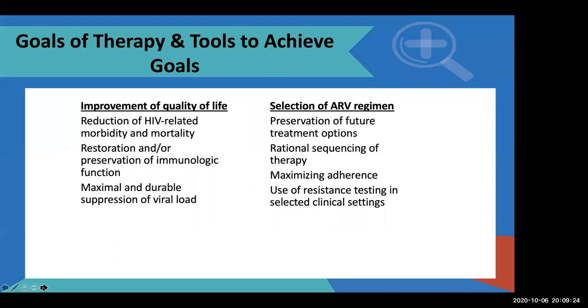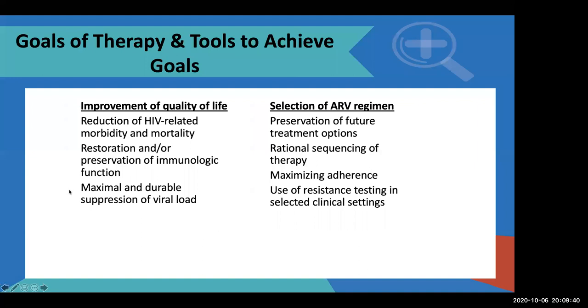program. The first thing is that we want to reduce morbidity and mortality. So you want to give a combination of ARV drugs that are able to help patients to improve their quality of life and importantly to restore their livelihoods.